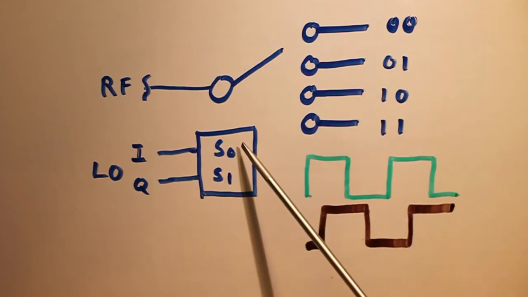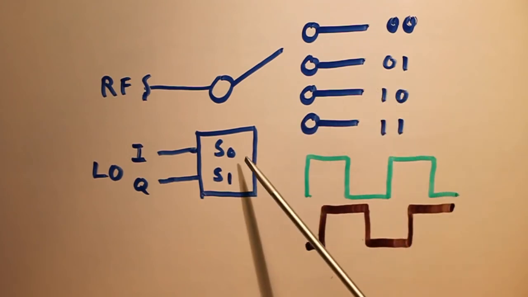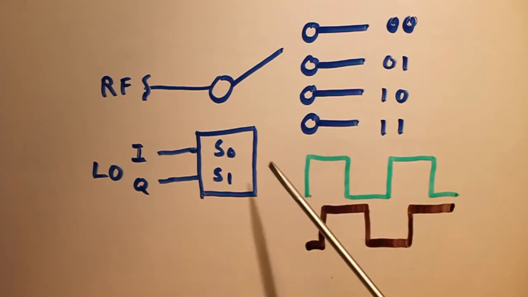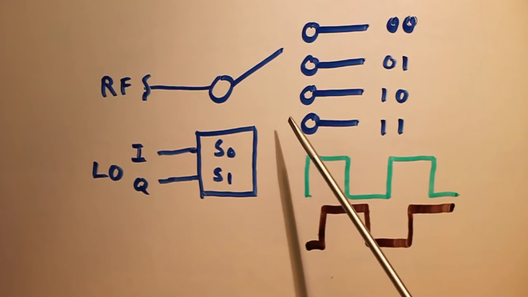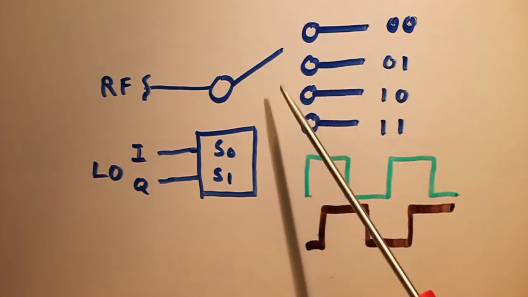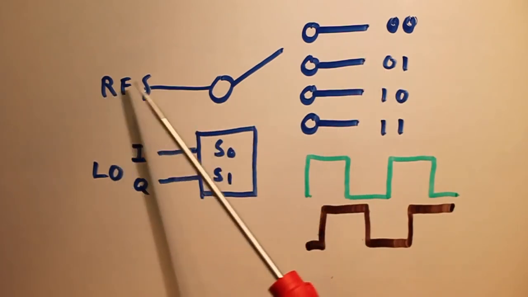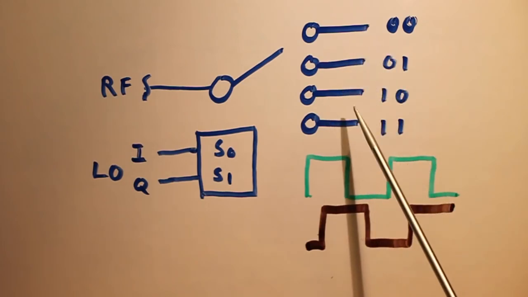If you set S0 low and S1 high, then your output would be on this channel. And if you set both of them high, your output would be on this fourth channel. Now remember that a mixer is really just a switch, so we can use this as basically a four-way mixer, if we apply our RF to the input here and take our output from these four channels.